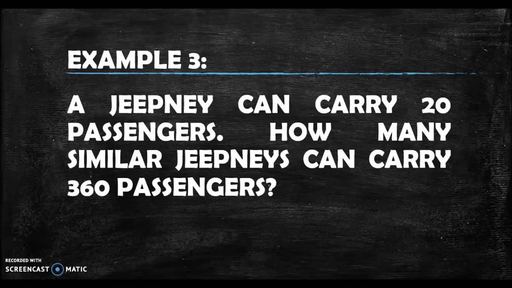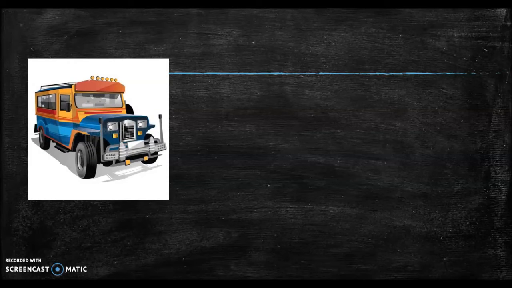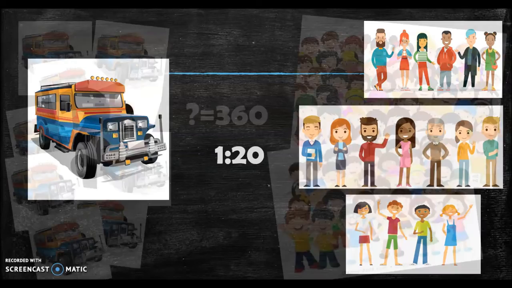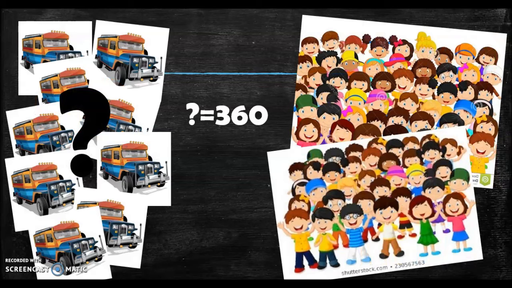Another example. A jeepney can carry 20 passengers. How many similar jeepneys can carry 360 passengers? In this problem, one jeepney can carry 20 passengers. So it can be written as one jeepney is to 20 passengers. The question is, how many jeepneys can carry 360 passengers?